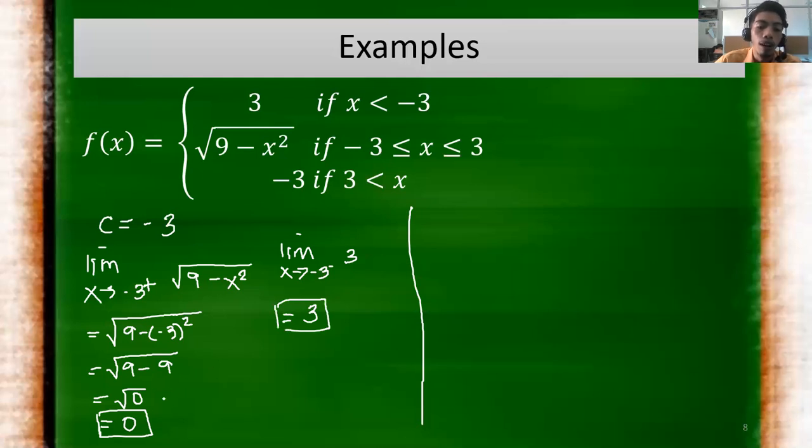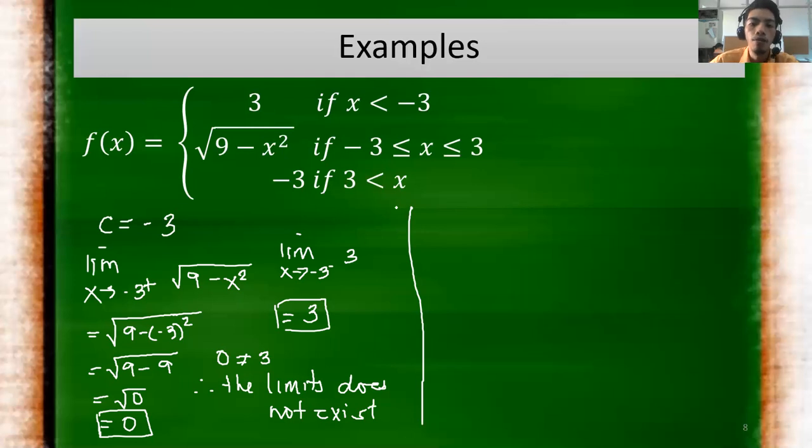So now, the right-hand limit is 0 and the left-hand limit is 3, which indicates that 0 is not equal to 3. We can say that the limit does not exist. Okay? So now, let's have another thing. So we have also a value of C which is 3. Okay? Dalawa kasi ang value ng C, isang negative 3, isang positive 3. So dito naman, ganun din yung gagawin natin. Kukunin natin yung limit ng function.